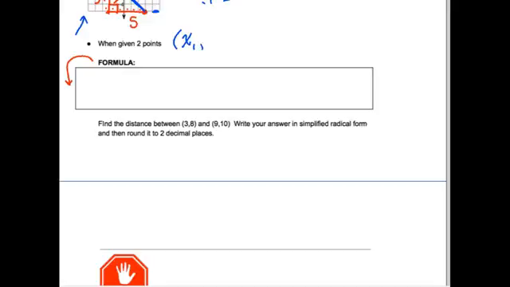So when you're given 2 points, instead of having them plotted on a graph, they're just given to you as coordinates. Like right here, these aren't graphed, they're just 2 points somewhere in space, and I don't want to graph them. Could you still figure out how far apart they are? And the answer is yes.